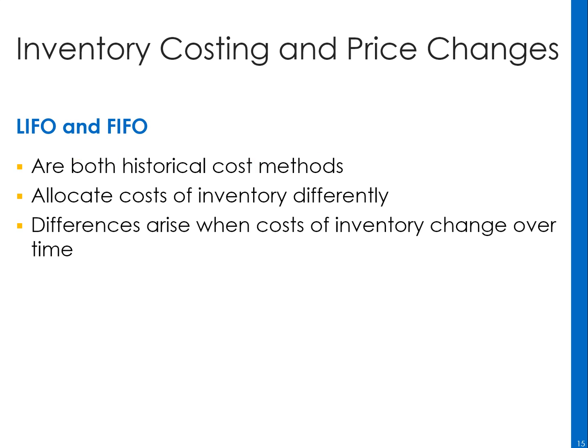To summarize, FIFO and LIFO are both historical cost methods. We just allocate cost, and the way we allocate cost is different. The difference arises when inventory cost changes over time. If the cost never changes, there's no difference between these two methods. When cost goes up or goes down, these two methods are going to give us different results.